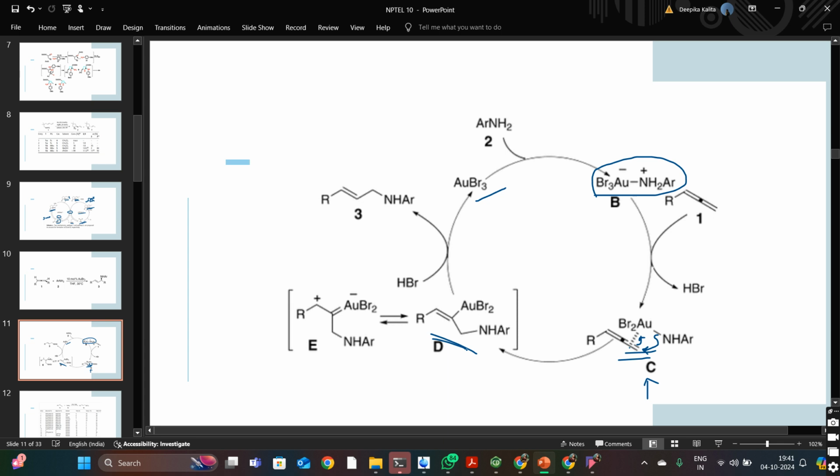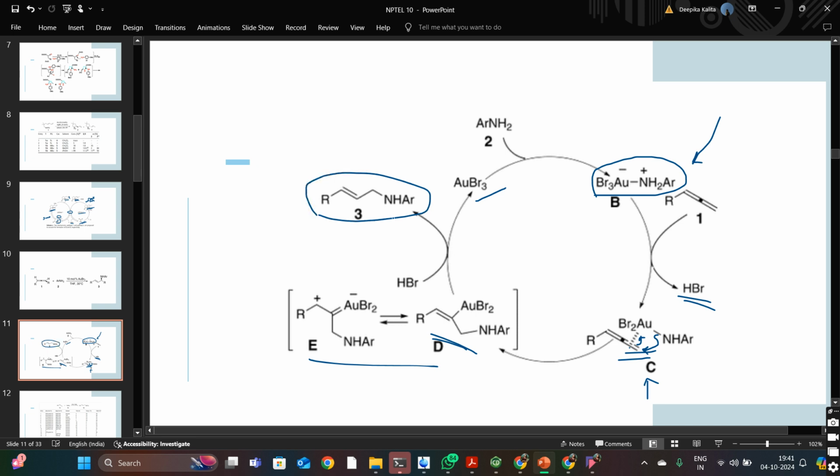Okay, so you see that the salt was initially forming a byproduct, which is the hydrobromic acid. Now the hydrobromic acid is going to take up a proton from intermediate D or E to give us our desired product, which is the compound number 3, which is containing an internal double bond.